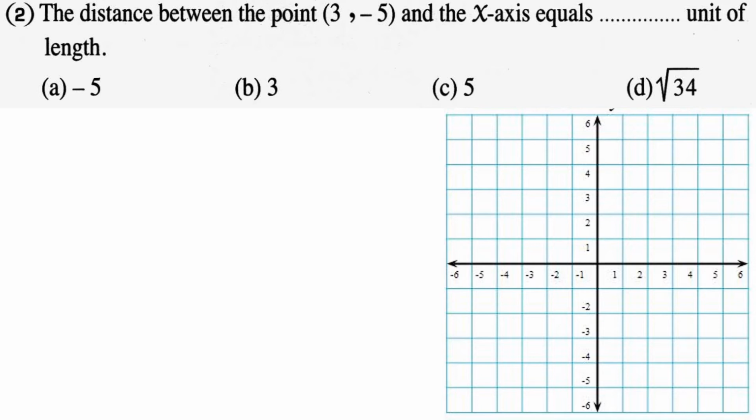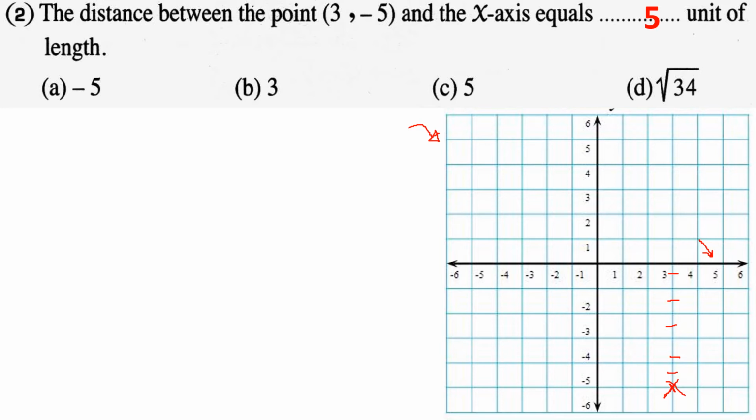Question 2, four choices. The distance between the point (3, -5) and the x-axis equals how many units? I have two ways to find this. With drawing, as I brought for you this lattice, where is the point (3, -5)? Let's plot it. Here is the point he is talking about, this one. He wants the distance between this point and the x-axis. So I need to count the squares: 1, 2, 3, 4, 5. So the distance is 5. This is a way to answer this question.